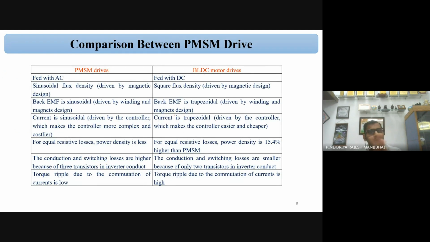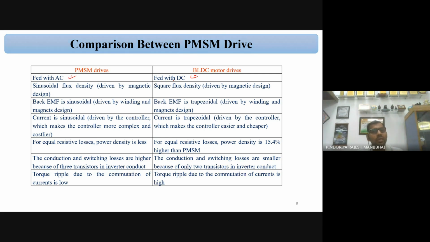Now the comparison between the PMSM and BLDC motor. Both are synchronous motors with a similar structure. The only difference is the stator winding and the back EMF. So we can discuss the comparison. The PMSM is fed with the AC supply and the BLDC is fed with the DC supply. That is a major difference, as we also discussed in the previous class. Ultimately, we have to give the AC supply.